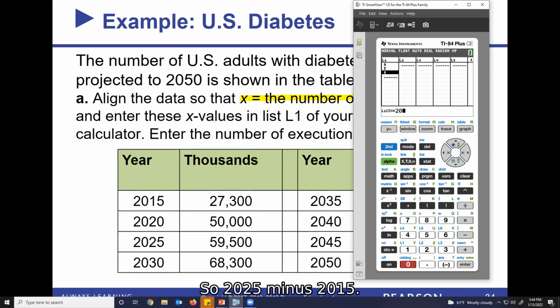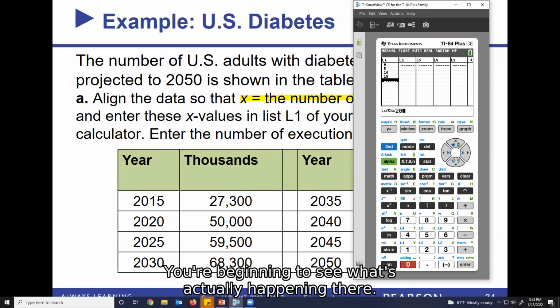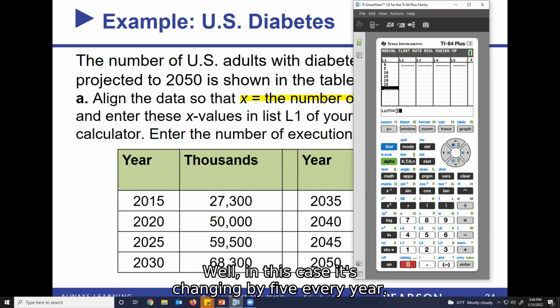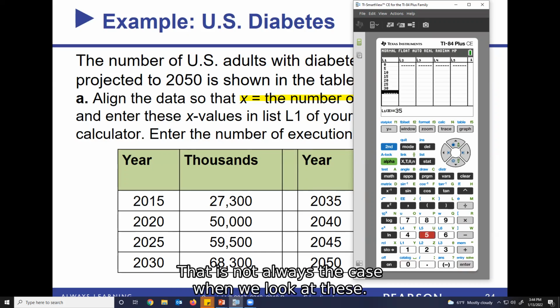So, 2025 minus 2015 is 10 years. Okay, hopefully you're seeing it now. And you're beginning to see what's actually happening there. And again, don't always assume. I know that some of you are looking at this and going, oh, well, it changes by 5 every year. Well, in this case, it's changing by 5 every year. That is not always the case when we look at these, okay?